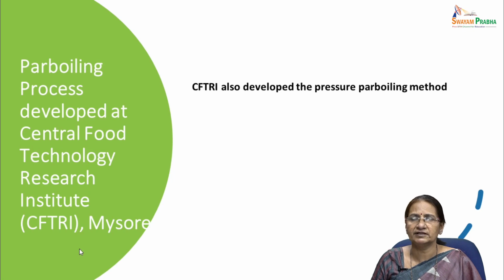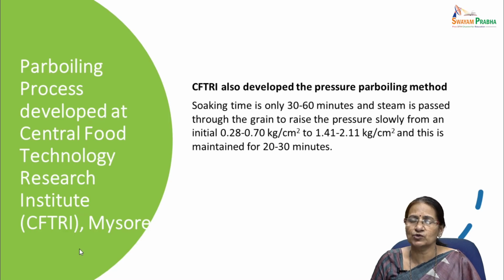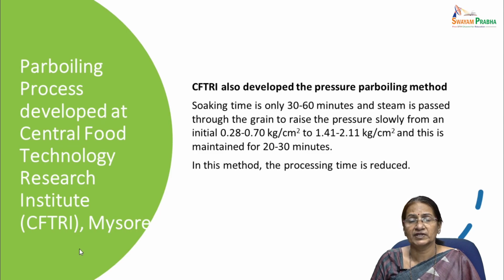CFTRI also developed the pressure parboiling method. Soaking time is only 30 to 60 minutes and steam is passed through the grain to raise the pressure slowly from an initial 0.28 to 0.70 kilogram per centimeter square to 1.41 to 2.11 kilogram per centimeter square, and this is maintained for 20 to 30 minutes. In this method, the processing time is reduced.